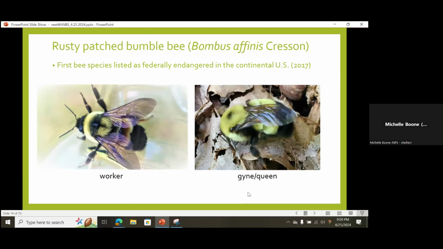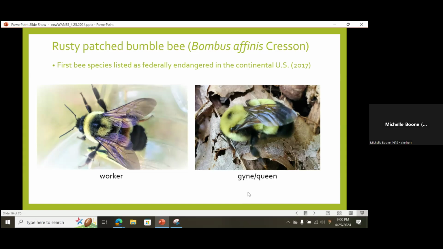So that was a lot of background. I'm actually going to talk primarily about rusty patch bumblebee today, so I'm glad that it already came up. So as I mentioned, this was the first bee species listed as federally endangered in the continental US. And that continental piece is important because there were several bee species, not bumblebees, in Hawaii that were listed first. So I had a couple pictures here just to show you the color pattern.